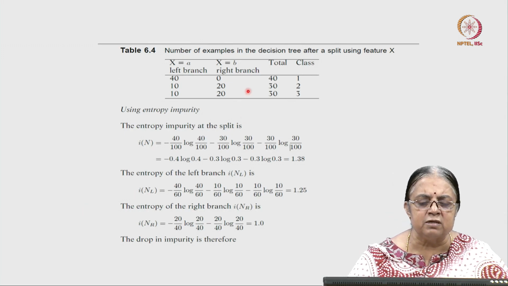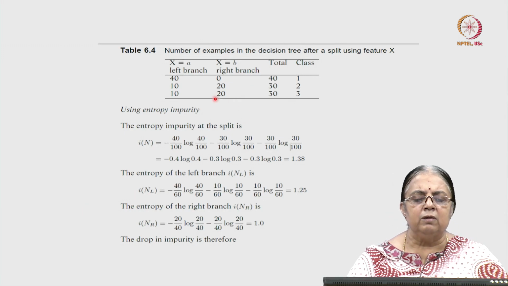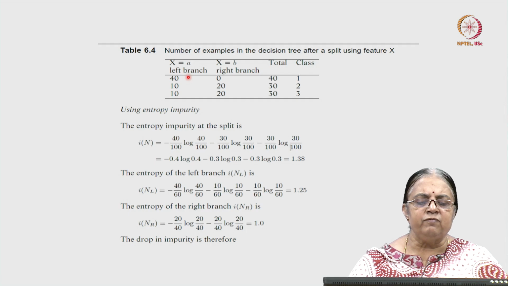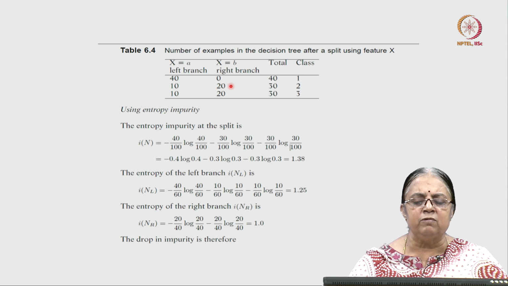So here is an example where you have 40 going in the left branch of class 1, 0 in the right branch of class 1. For class 2 you have 10 going in the left branch, 20 going in the right branch, and for class 3 you have 10 going in the left branch and 20 going in the right branch. This is the total, 40 plus 30 plus 30, which is 100.